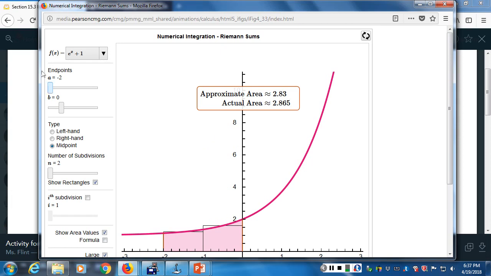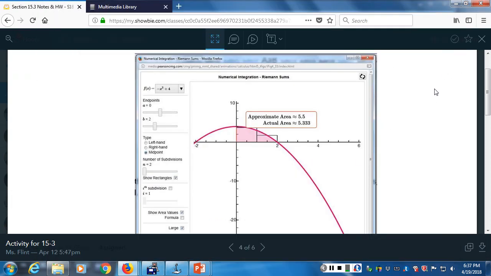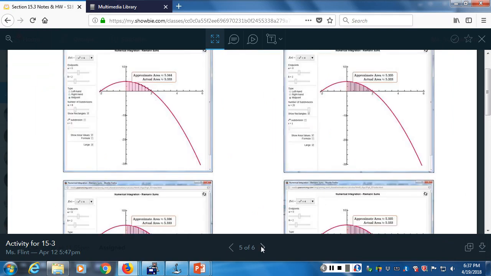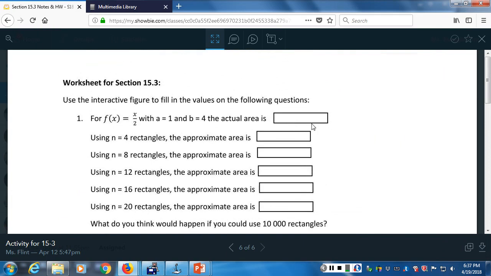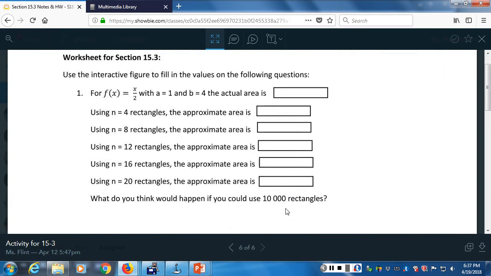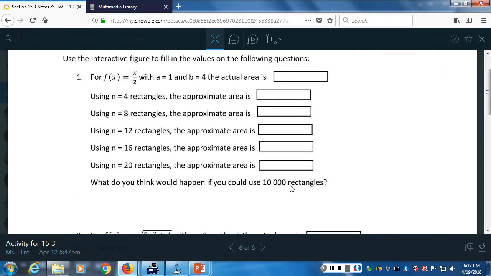But the questions on the handout are very specific, and it's just to encourage you to look at that app and see that what happens is that this area here, when you do 4 rectangles, it's close. If you do 8, it's closer. If you do 20, it's really close. And then I ask you, what do you think would happen if you could use 10,000 rectangles? Because the most that app lets you use is 20. So what do you think would happen if you don't? Do you see a pattern going on here? Because that's going to be the basis of what we're going to be looking at tonight in Section 15.4.